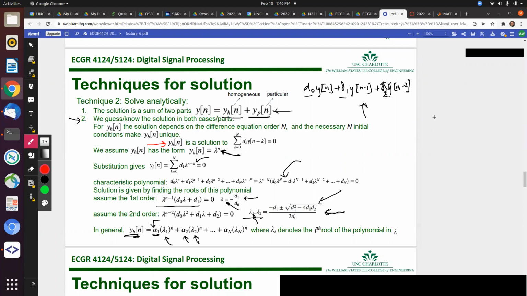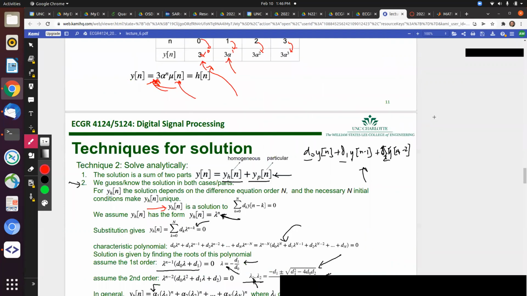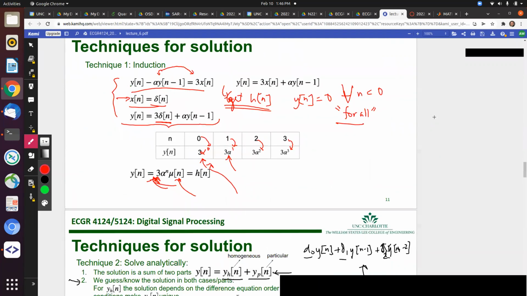Does that help? And say that you are struggling and you couldn't even get the homogeneous response for some difference equation. You could try this. Right? Because what this is getting is your h of n. It's getting your homogeneous response. This thing here is the homogeneous response.